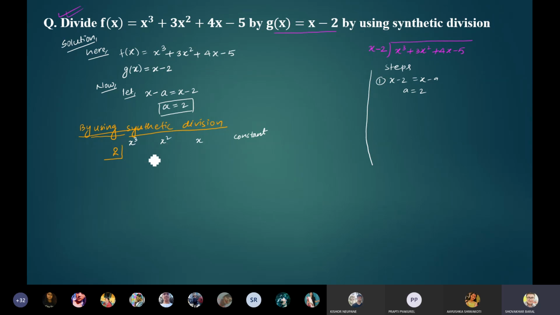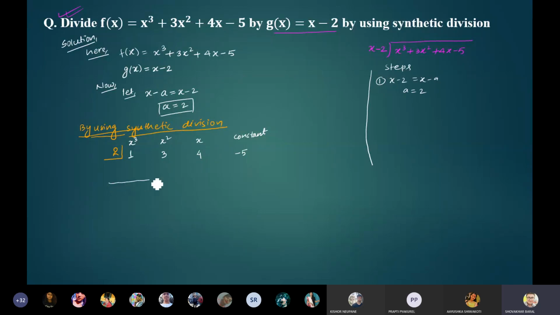Try to understand that. Remember also. So now let me write the coefficients of the terms. The coefficient of x cube is 1. Coefficient of x square is 3. Coefficient of x is 4, and the constant is minus 5. If some terms are missing, then you need to write simply 0.